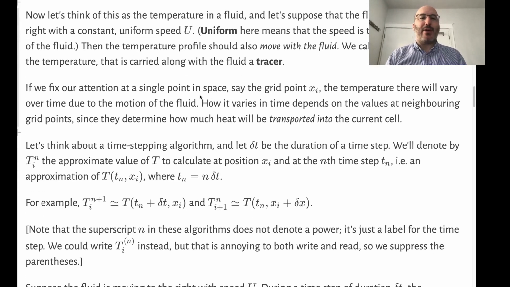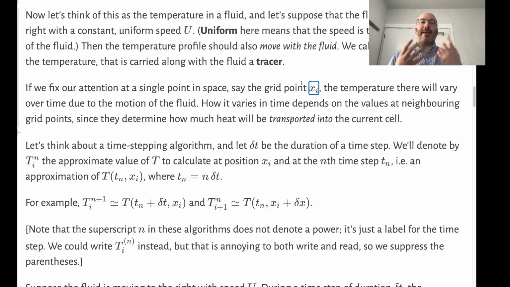So let's fix our attention at a single grid point x sub i. What will happen to the temperature at that point? Well, it will change over time. And it will change over time because fluid is moving along, and so the way it will change over time is actually influenced by the value of the temperature at neighboring grid points, because heat will be transported from a neighboring cell into the current cell.